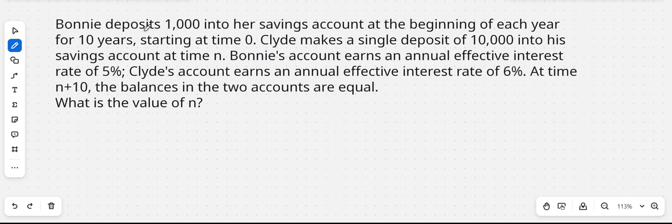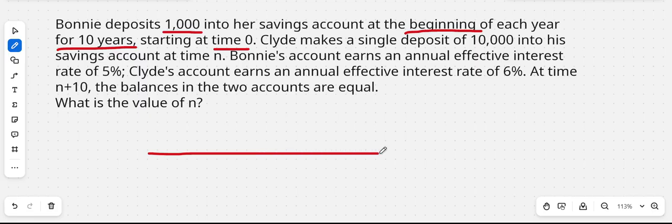All right, so here we have Bunny, who deposits 1,000 into her savings account at the beginning of each year. So a deposit of 1,000 at the beginning of each year for 10 years. This went on for 10 years, starting at time 0. So to have that, I'm going to draw a line this way. This is time, this is at 0, and then at the beginning, we have 1,000 naira put in, and it goes on for up to 10 years.